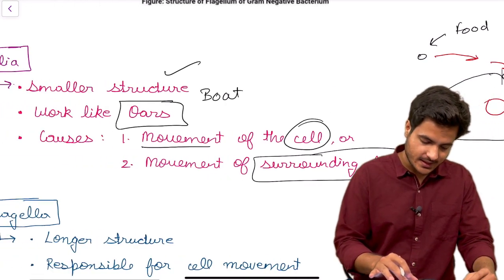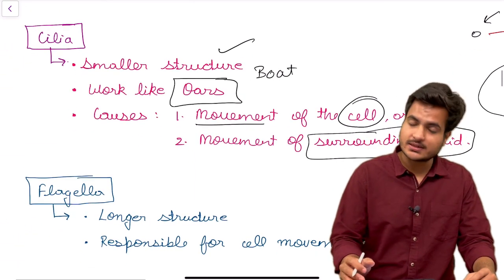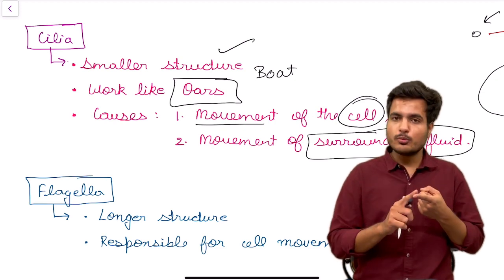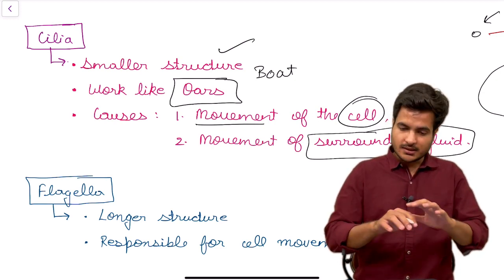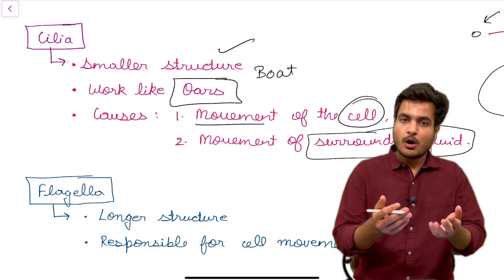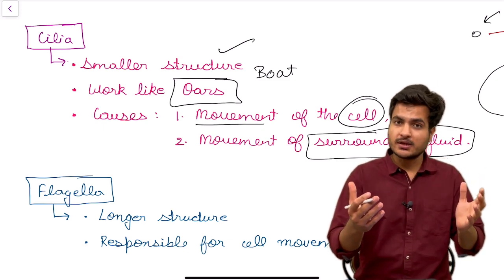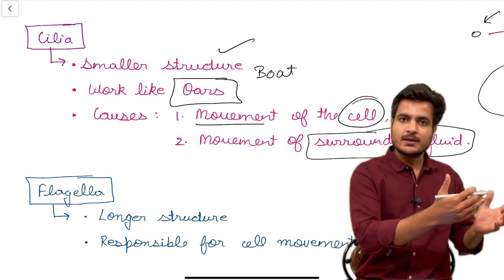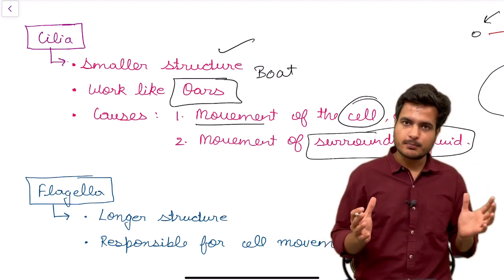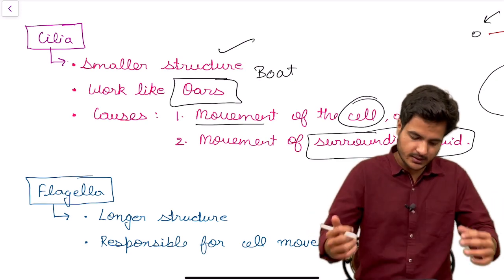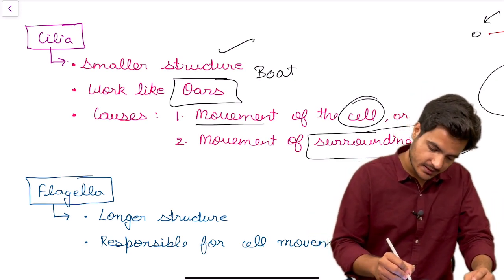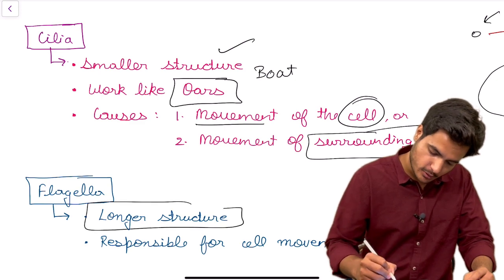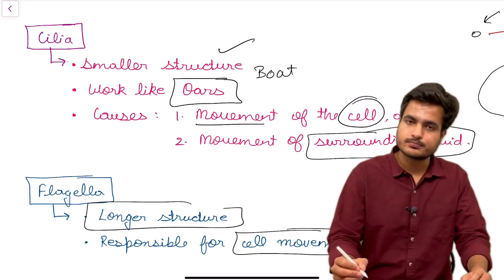So we have seen that cilia are smaller structures which work as oars. They cause either the movement of the complete cell, so the complete cell will move towards the food, or the movement of the surrounding fluid or the surrounding medium, so that the food material can come closer and the organism can engulf it. The second one is flagella. They are longer structures when compared to cilia, and they are responsible for cell movement.